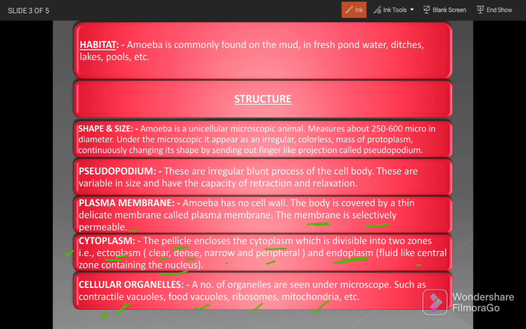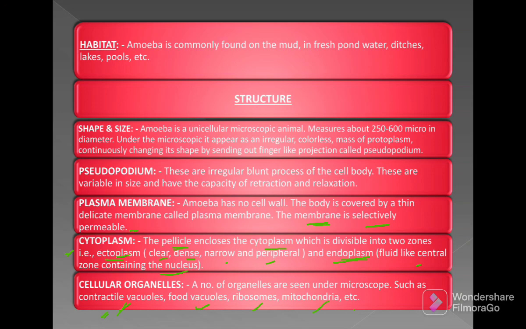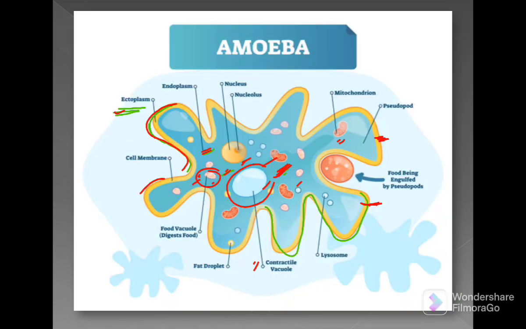I hope you have understood this about contractile vacuole, food vacuole, and ribosomes. Ribosomes you already know. Mitochondria you also already know, it is the powerhouse of the cell. Now I have already explained the image of the amoeba.